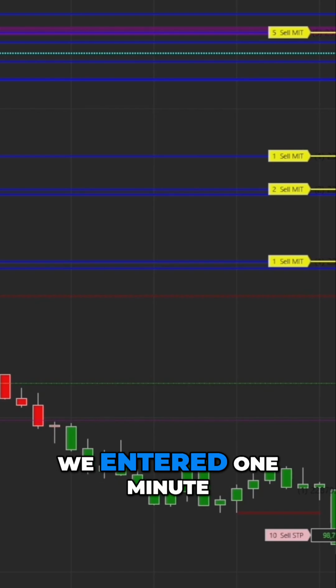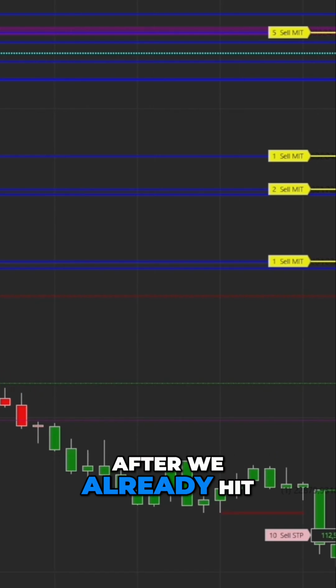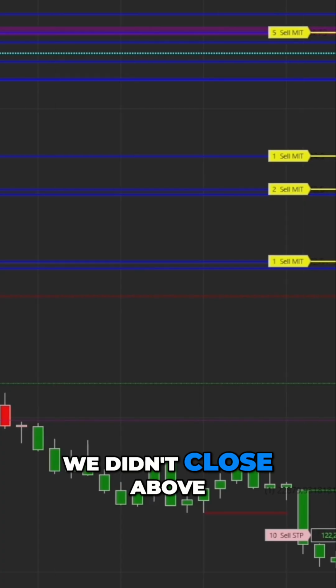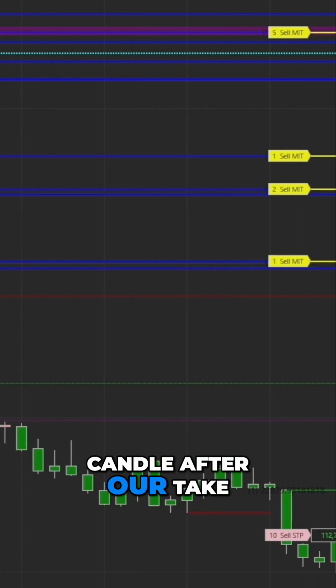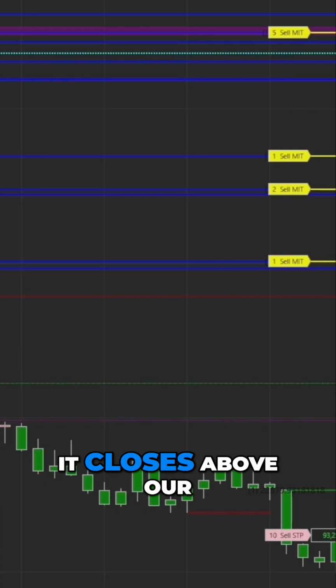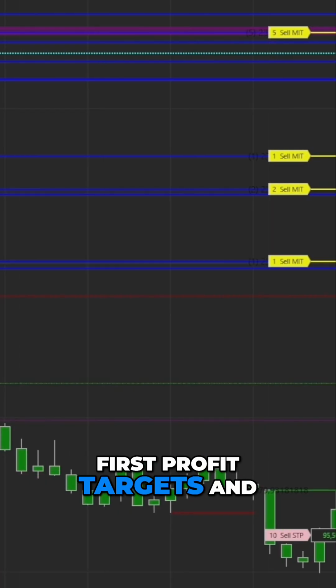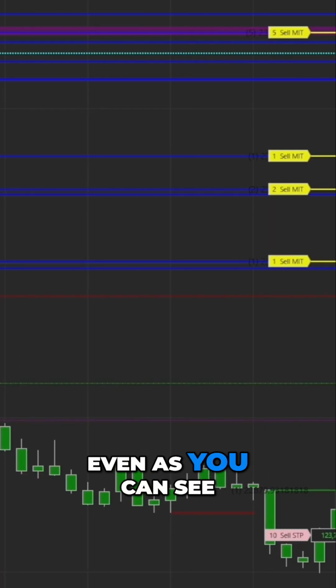So we entered 1 minute after we already hit our take profit target. We didn't close above, and once the third candle after our take profit target was hit, it closes above our first profit target and we go to break even, as you can see.